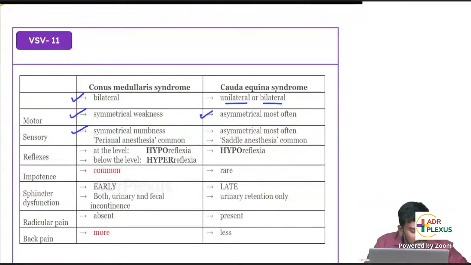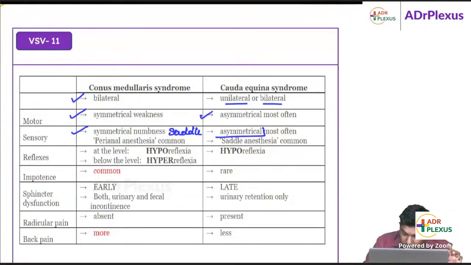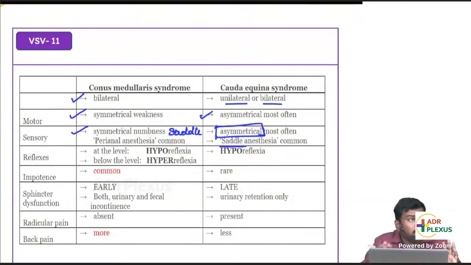Whenever sensory involvement is there, it is going to involve the perianal area. What is this anesthesia called? This is called saddle anesthesia. And here, in cauda equina, it is asymmetrical involvement. Saddle is not so common, but saddle can be there whenever it is a very deep compression. Whenever it is a very deep compression, it is going to involve the saddle. So this is very, very important.